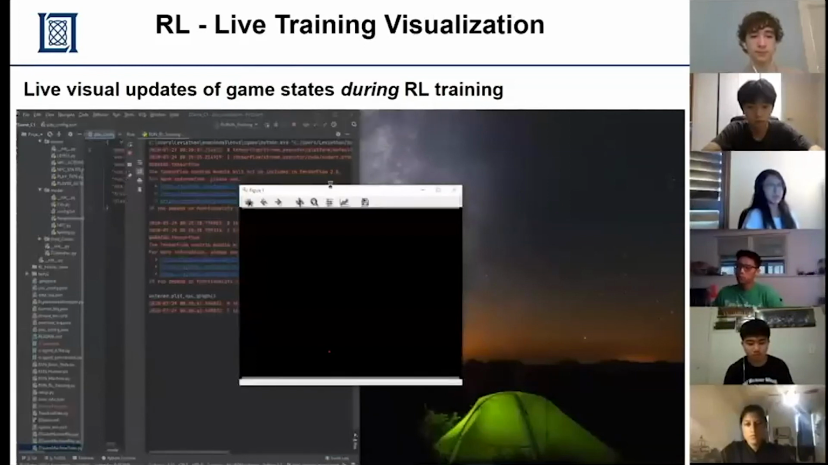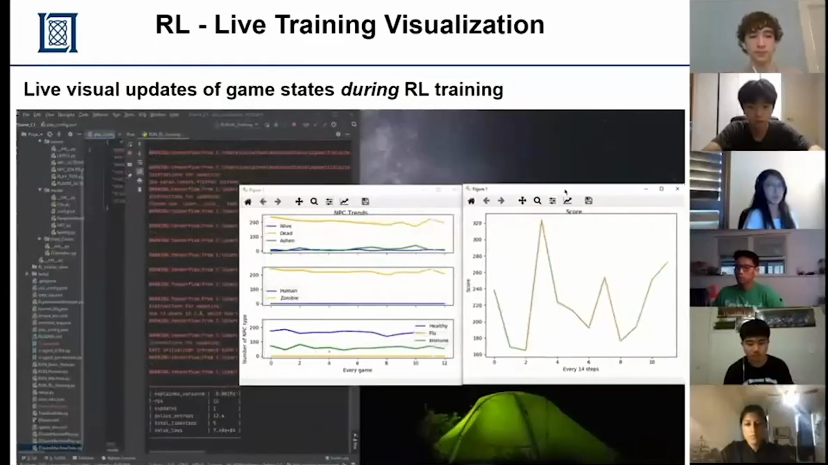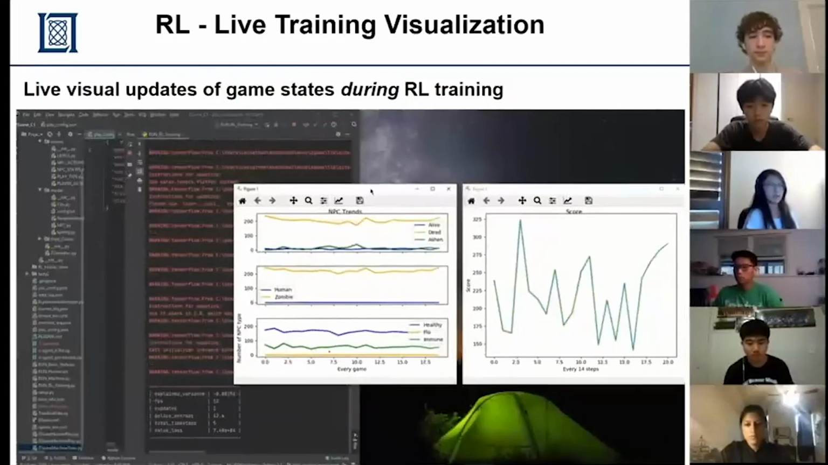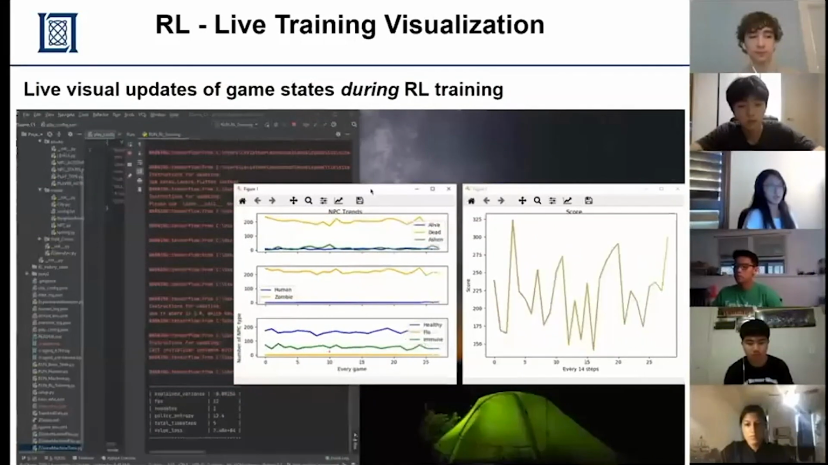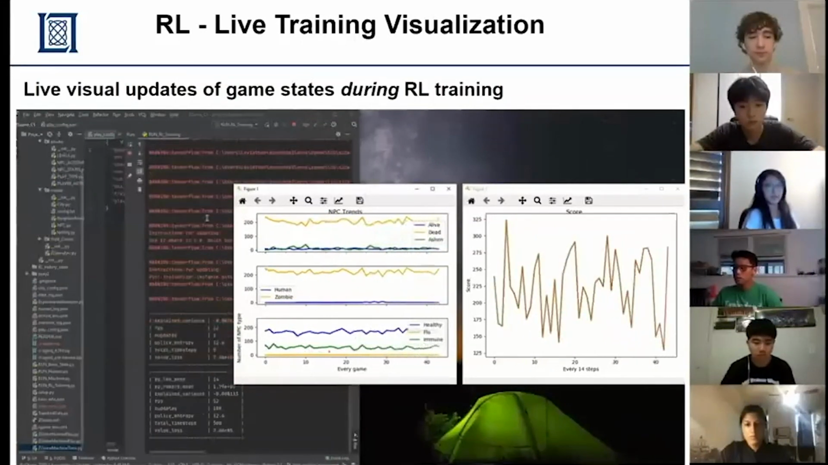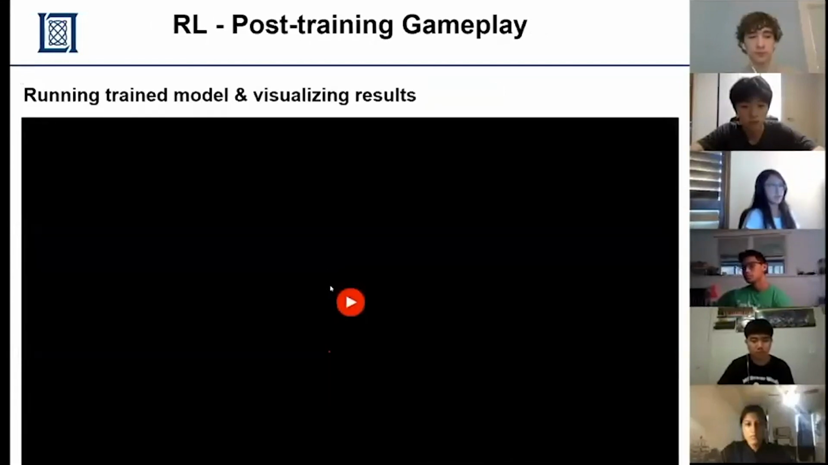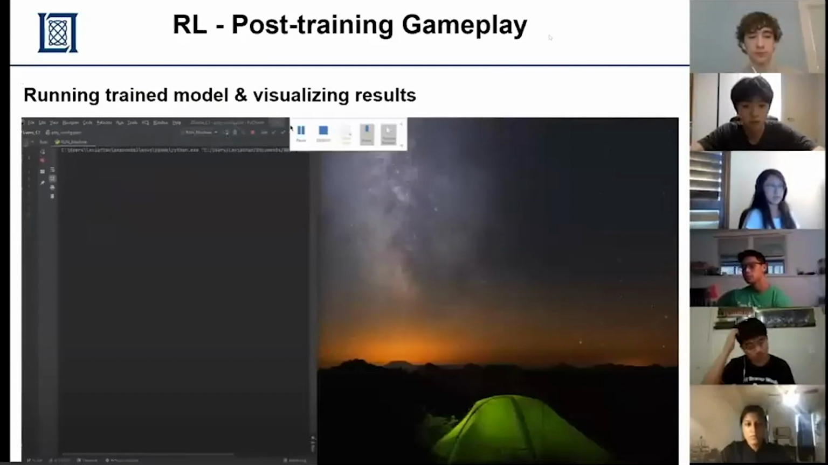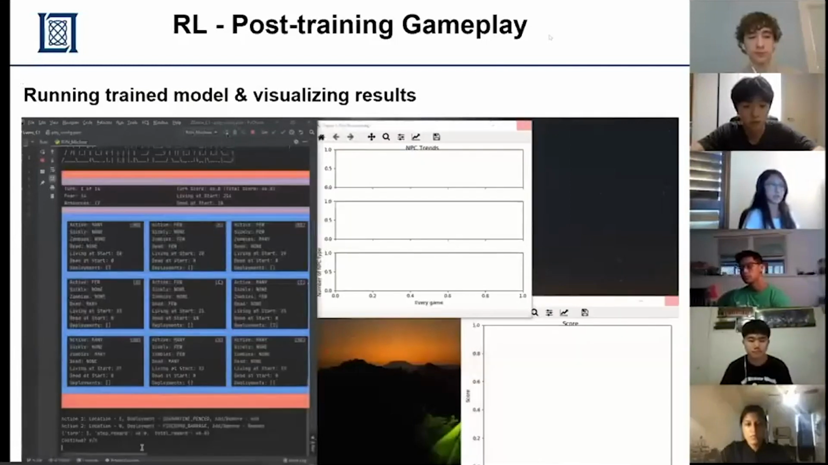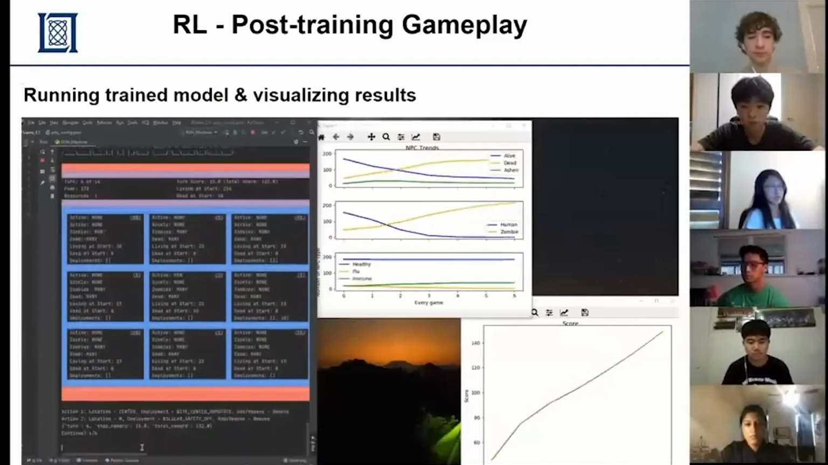There are two graphs, one for the types of NPCs in the game and one for the score update. The graphs are being updated every game that the agent runs through. So it doesn't look like it's making much progress at all. But let's take a look at the result. So here I'm going to show you the agent that was just trained in the last video actually play the game. Remember, it was only trained for 1,000 steps, which is not a lot.